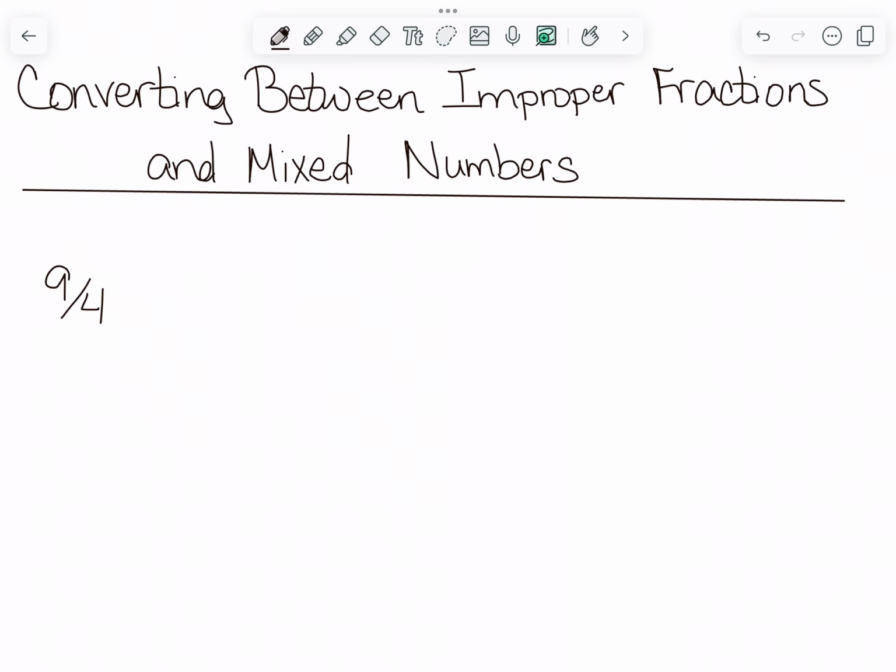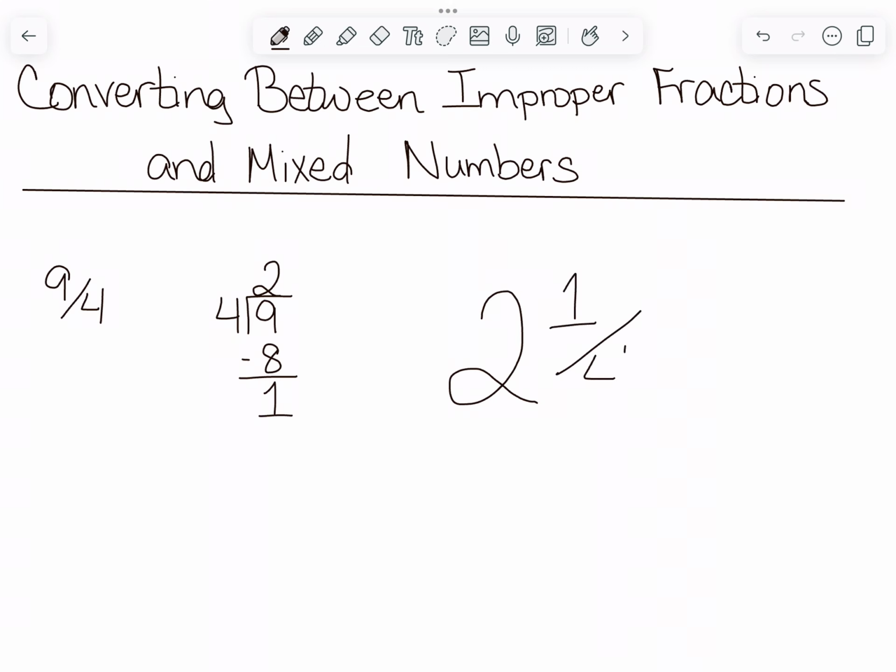As another example, let's look at 9/4. So we need to know what is 9 divided by 4. 4 goes into 9 2 times. 2 times 4 is 8, so that tells us we have 1 left over. So the quotient tells us the whole number part, the 2. The remainder is the numerator, and the denominator is what it was originally. So 9/4 is the same thing as 2 and 1/4.